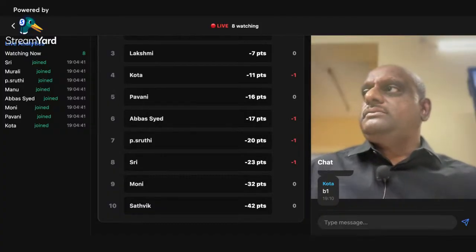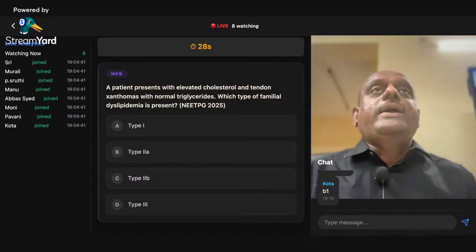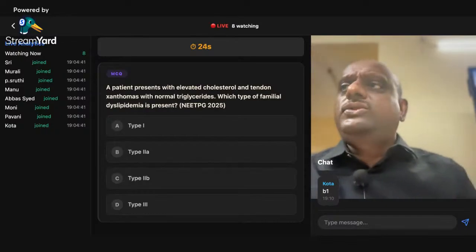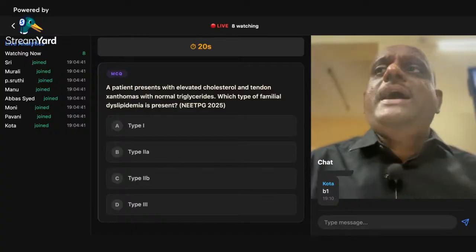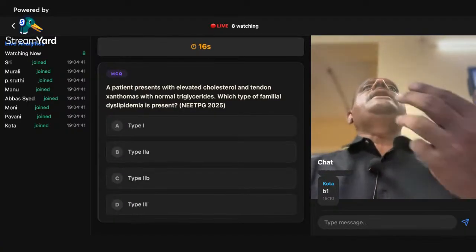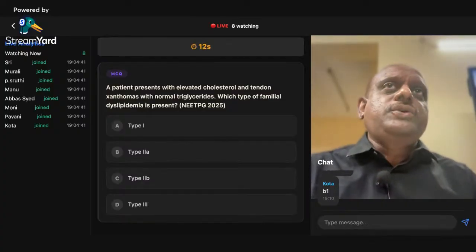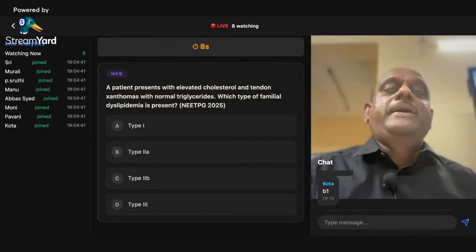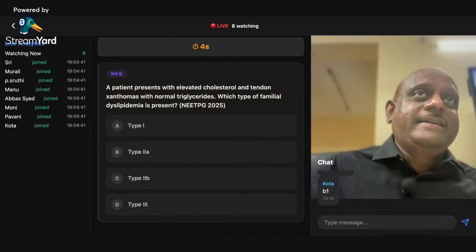Now let's look at the next question. A patient with elevated cholesterol and tendon xanthomas with normal triglycerides. What type of familial dyslipidemia? Well, the Fredrickson classification of the dyslipidemias is something that you need to remember. Every entrance you go, one question is there on familial hypercholesterolemias. How many have come so far on hyperlipidemias?